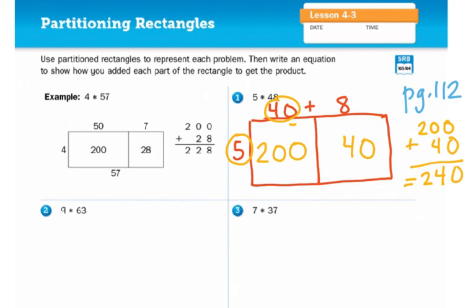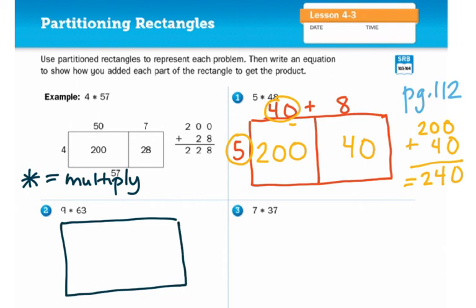Number 2, we're going to take 9 times 63. Remember, when we see an asterisk, it means to multiply. So go ahead and draw on your math page 112. You'll go ahead and put the 9 on the side. Divide that rectangle in half. The value of the 6 is 60, plus the value of the ones place is 3. And now we will multiply.